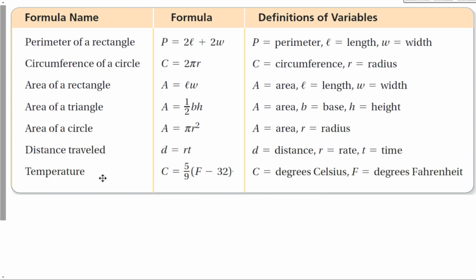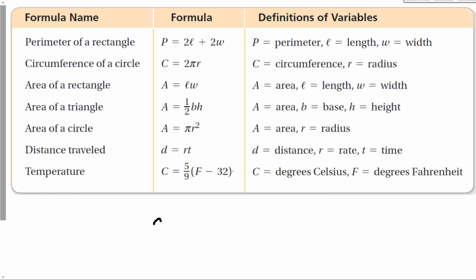And temperature. This one is commonly used when we're talking about literal equations, when we're talking about changing one thing to another thing. Celsius is equal to 5/9 times Fahrenheit minus 32. The most typical kind of question for this is to solve Celsius for Fahrenheit. So let's actually do that because that wasn't one of the next questions.